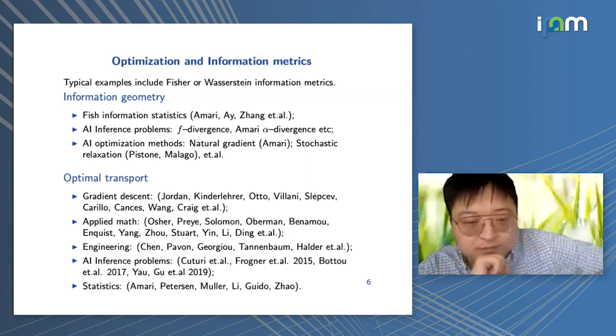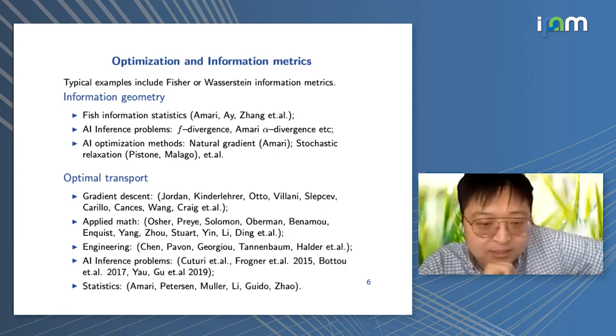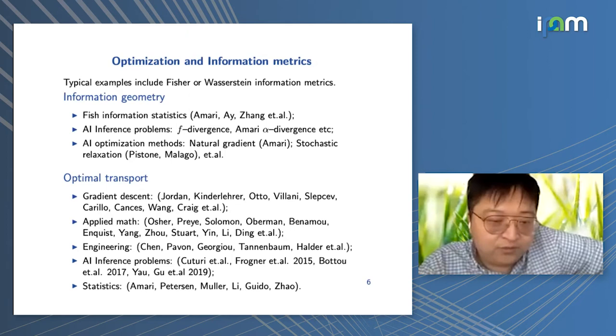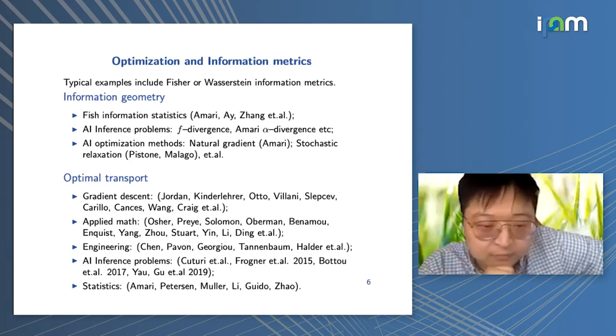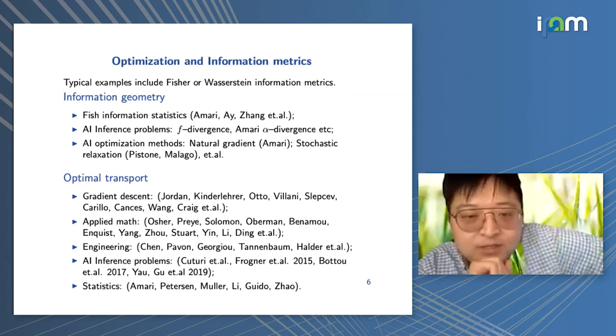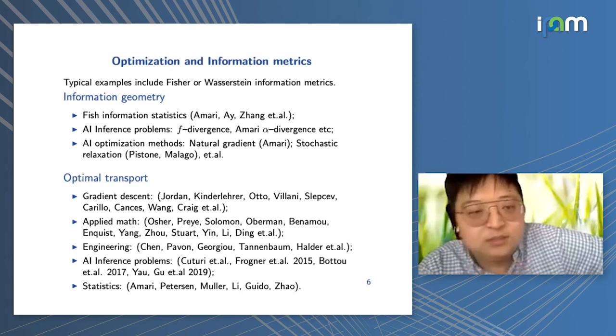But in AI, recently it's catching up. And like Cuturi and Peyre and Bottou, and Yao, even Professor Yao and Gu, they have a lot of interesting works there. And in statistics, similarly, you can do the Wasserstein type of information in statistics, like Amari, Peterson, Mueller, and myself, and Gildu, and Jiaqi Zhao, we are also working on this area. So these two information metrics are so far popular. Now my goal here is we want to create optimization using the information metrics. So here we only focus on the optimization methods, okay?